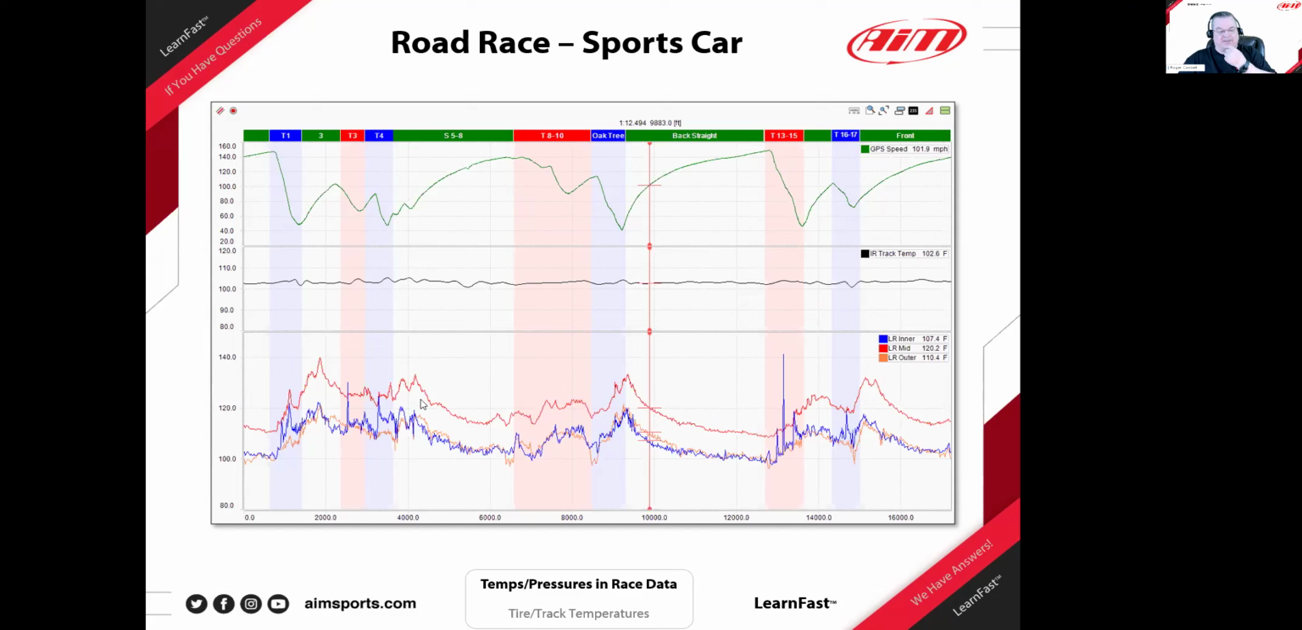So there's the old general rule. It's not always perfect, but the old general rule is if you look at your inner and outer of a tire, when it's in load, they should be about even.